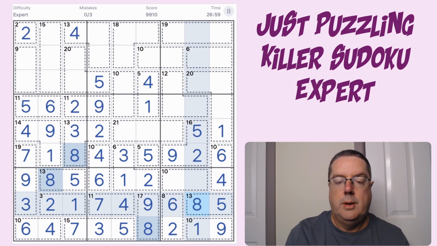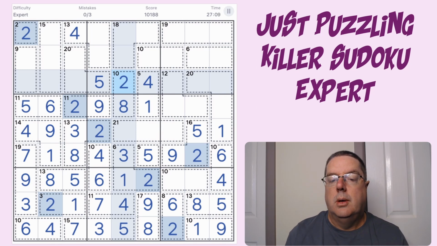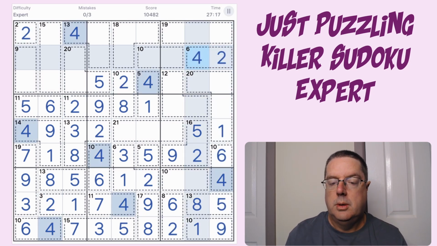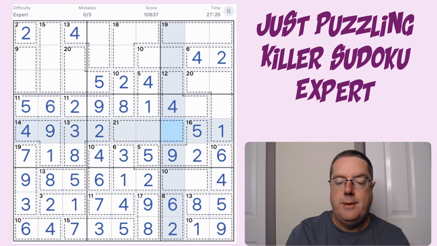1, 2, 3, 4. So this is going to be 8 and 2. 2. So it can't be 2 and 8, so that's 2 there. That's a 4. That's a 4 if I've got my Sudoku hat correct. So that's an 8.